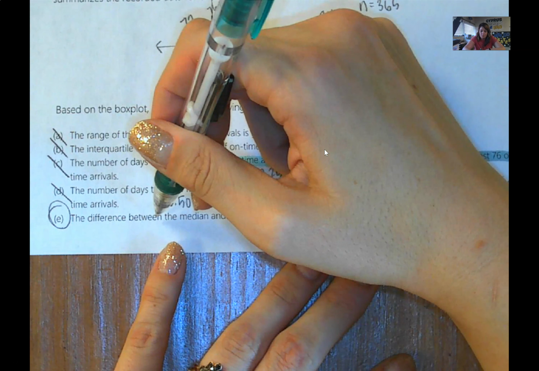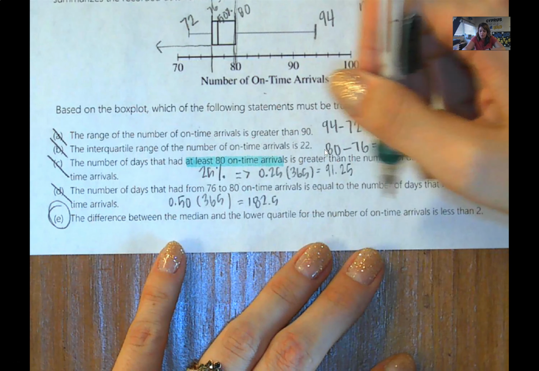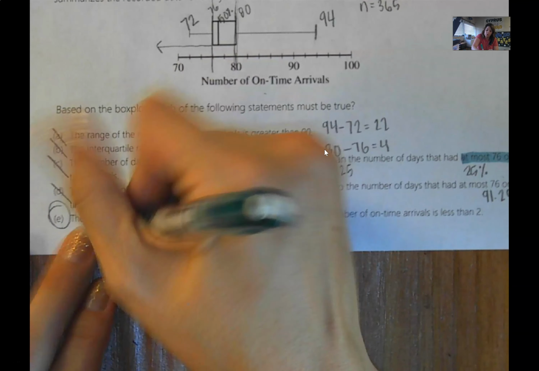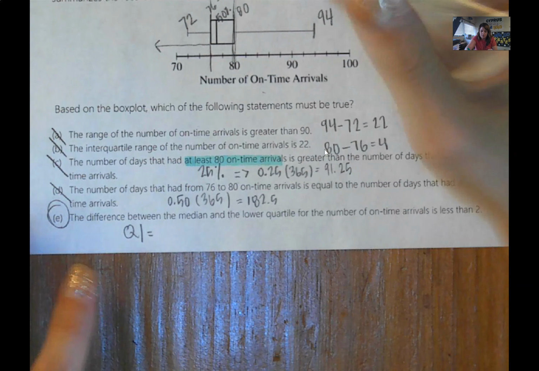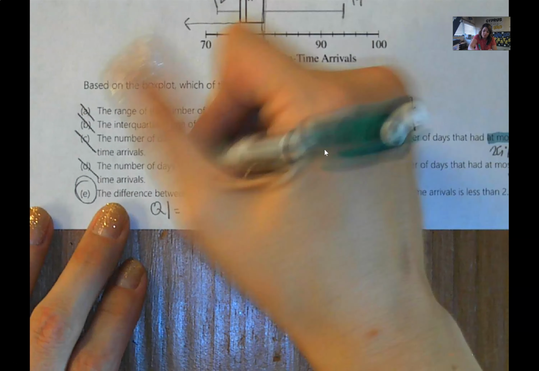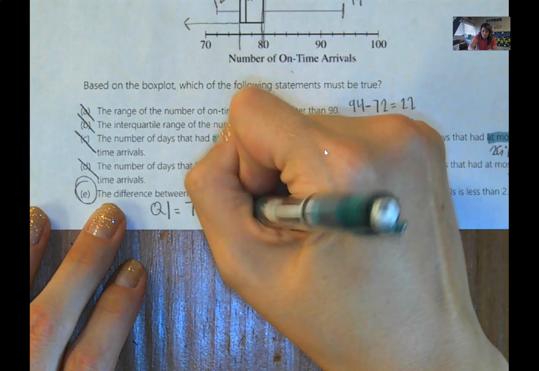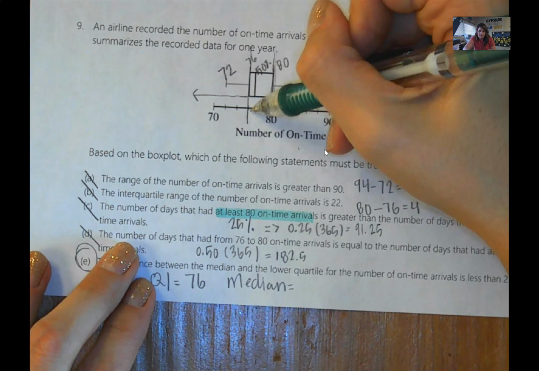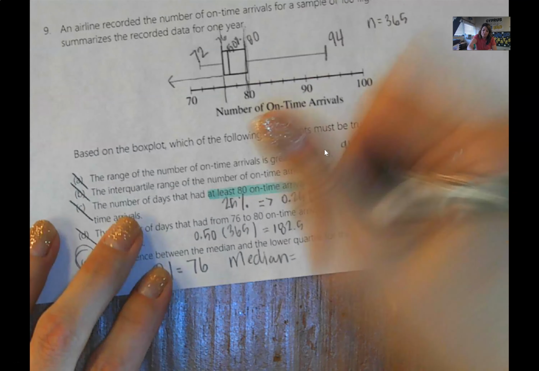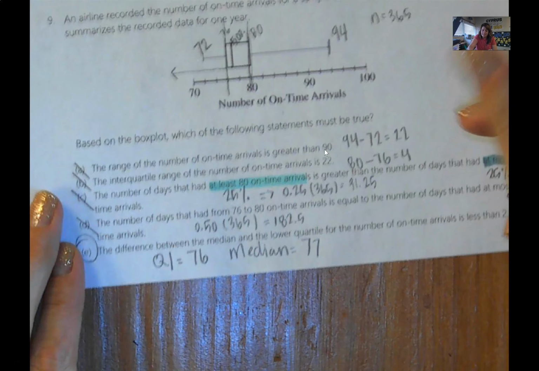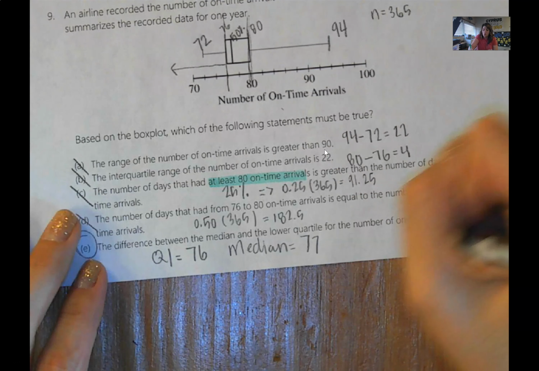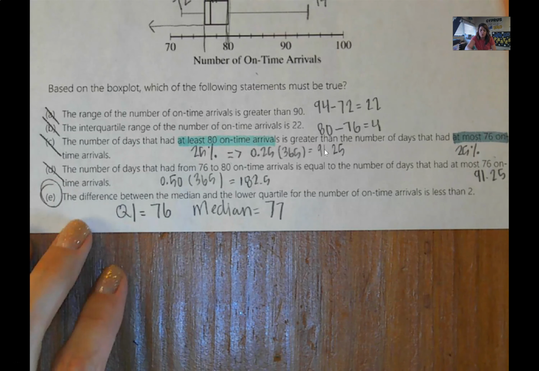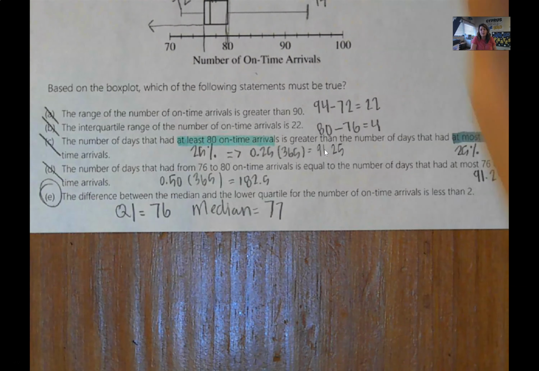E: The difference between the median and the lower quartile for the number of on-time arrivals is less than 2. So the lower quartile is quartile 1. That is 76 on-time flights. The median is 77. So the distance between the two is 1. So the difference between the two is 1, so it is E.